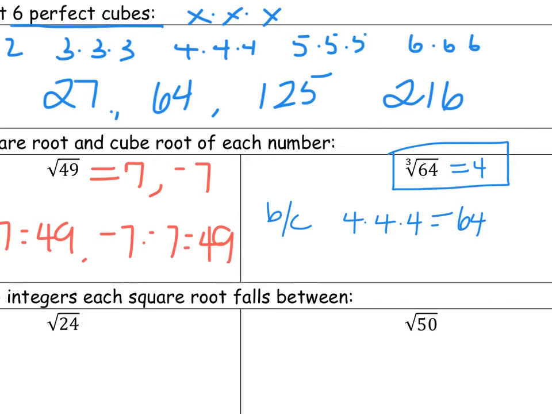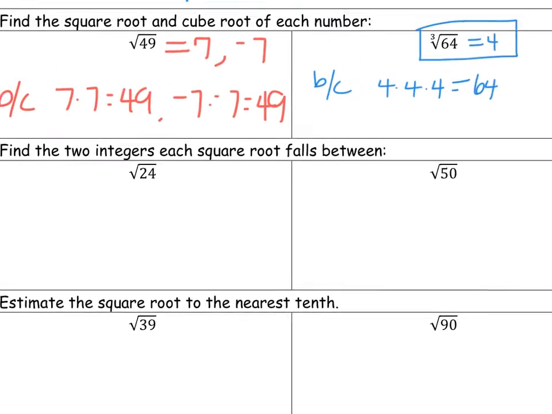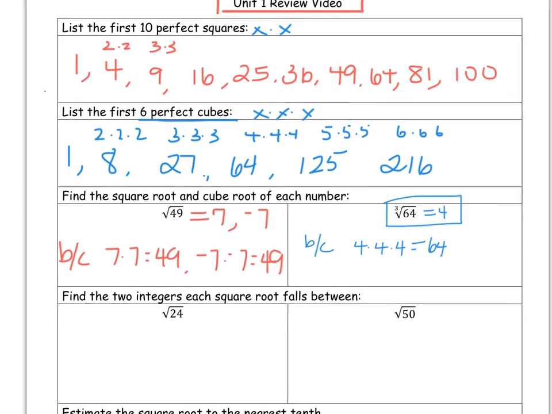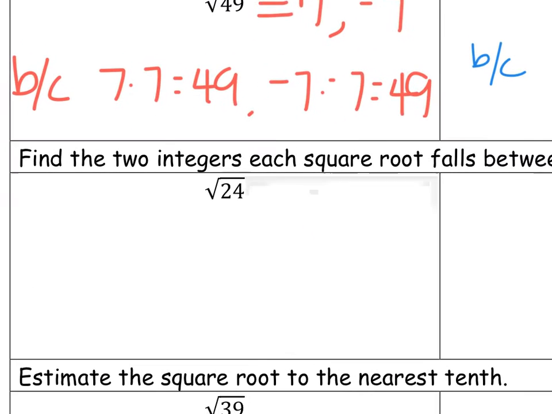We also talked about what would happen if we didn't have a perfect square. So if we look at 24 and 50 and then go back up to our list of perfect squares, 24 and 50 are not on our list of perfect squares, so we have to estimate the square root. So the square root of 24 is somewhere in between here. It's smaller than 25 and bigger than 16.